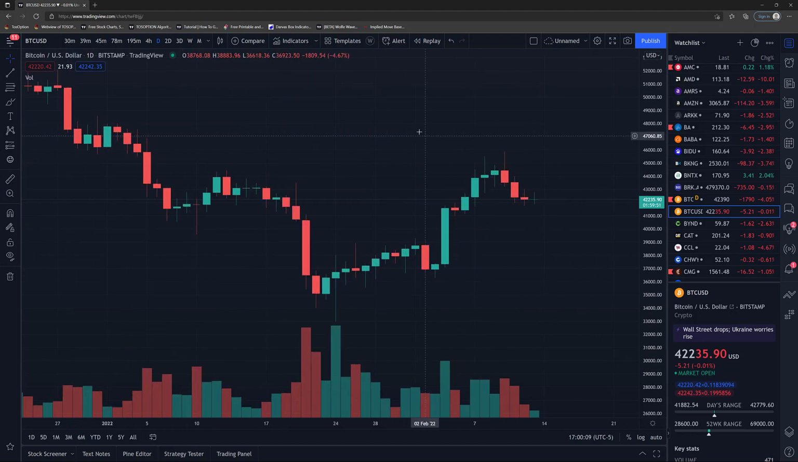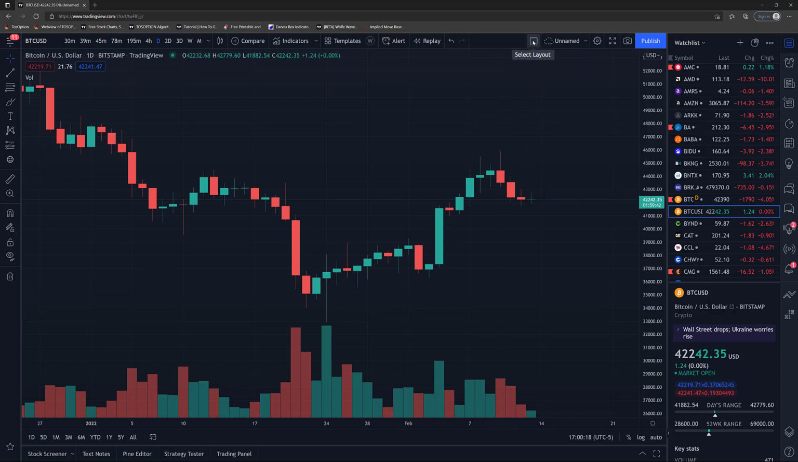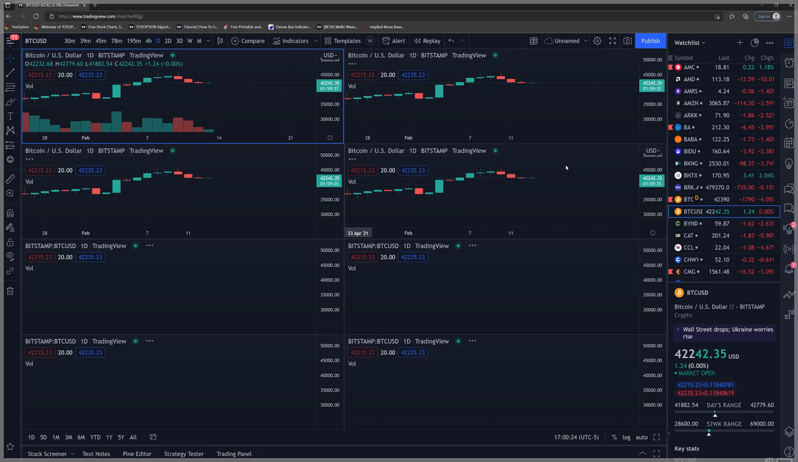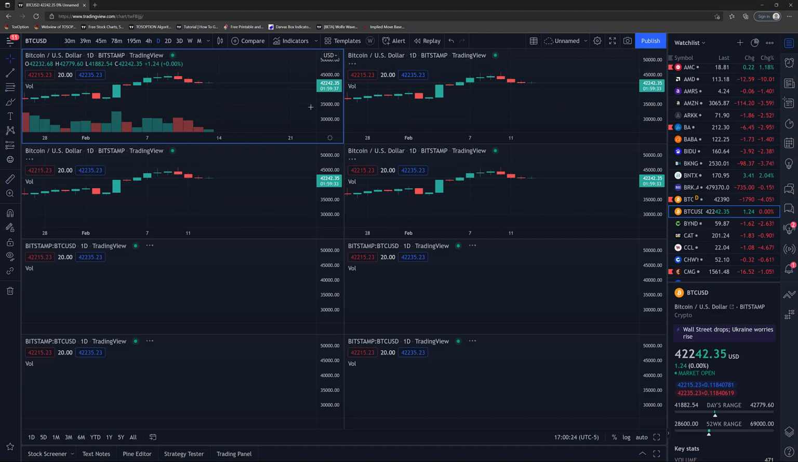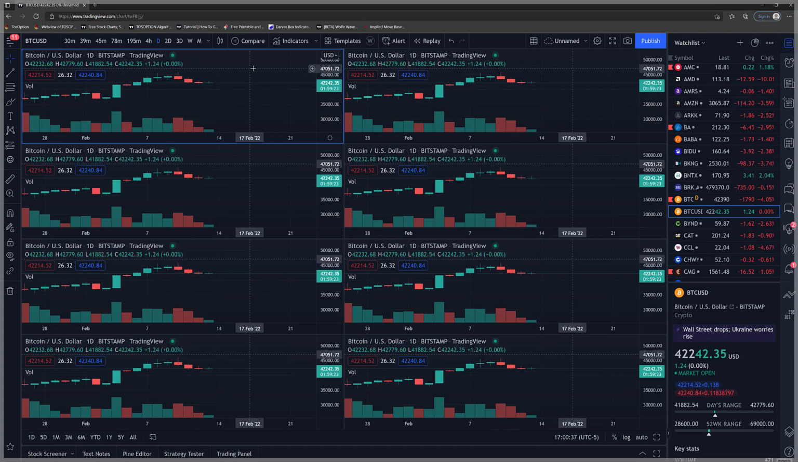So the first thing I want to do is create several windows. So go to the top right here, called select the layout. And I want a layout that has several windows. So this layout has 2, 4, 6, 8 windows. Okay, and they're all currently set to the daily time frame. Now, I guess this is a good time to transition into time frame selection.